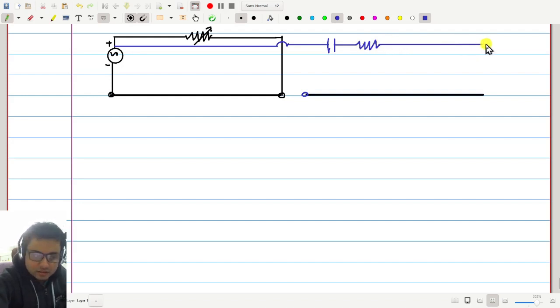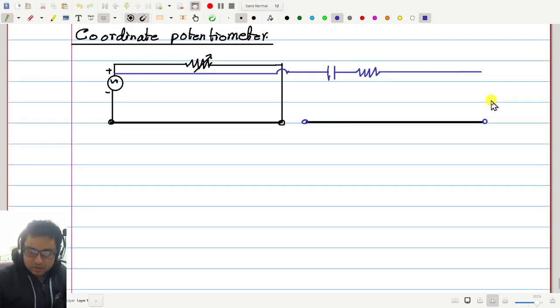Can you change the page a little down? A little up? Yes, a little up, sir. Yes. Okay, sir.